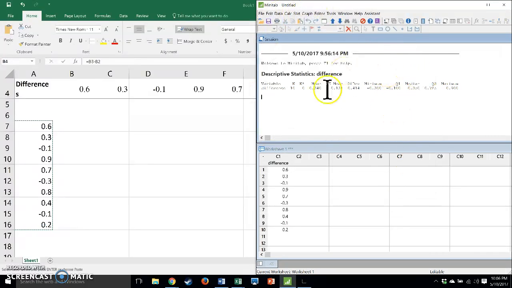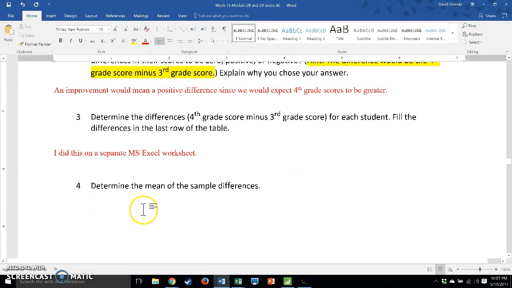So this is if your data is not summarized. In most examples, I tell you what the mean and the standard deviation is, but not in this one. Alright, so here's my mean difference between their fourth grade and third grade scores for the same students. We're looking to see improvement in their test scores. So we have 0.340. So let's fill that in.